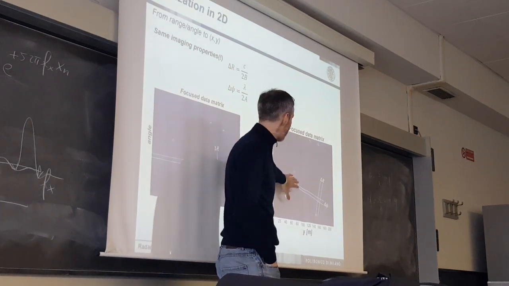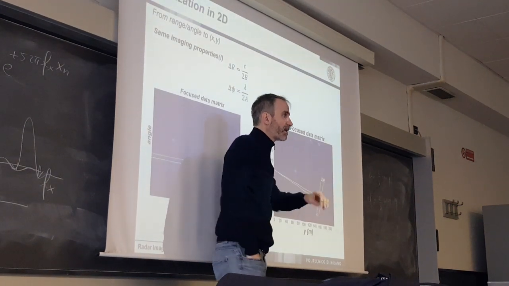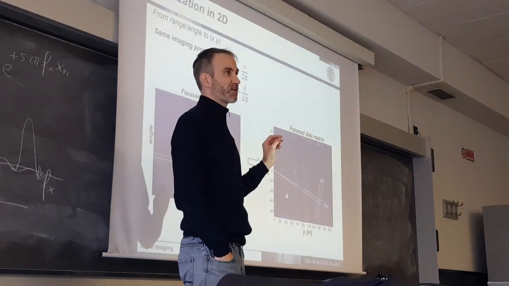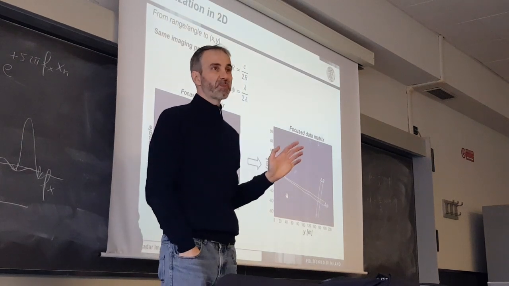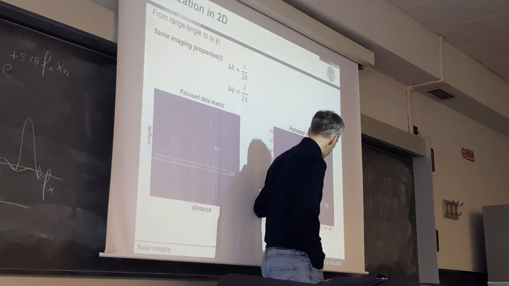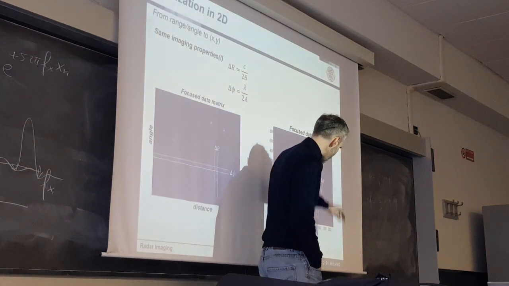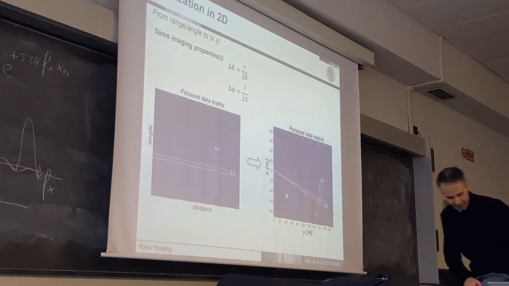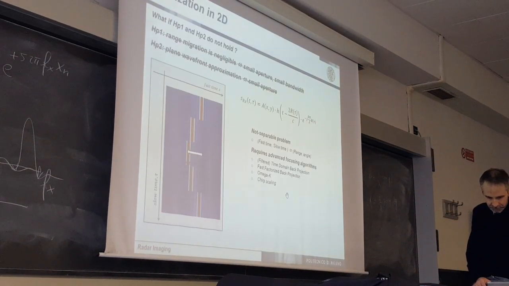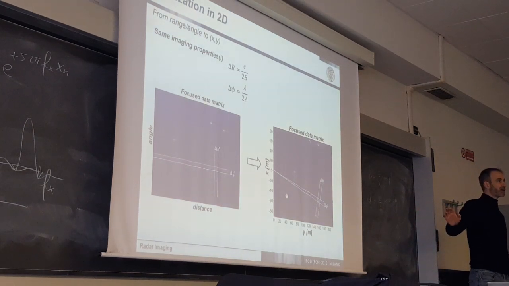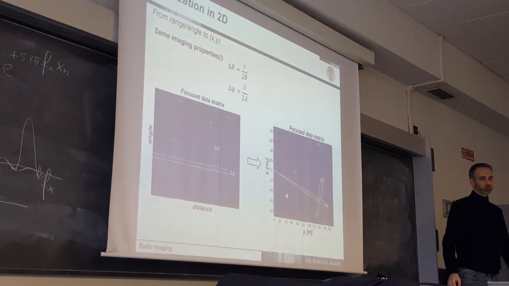Image in a different coordinate system, then you get a different image, of course, but the resolution does not change, and this is super important. So it's always this angular resolution and this range resolution. Okay, is that clear so far? Good.